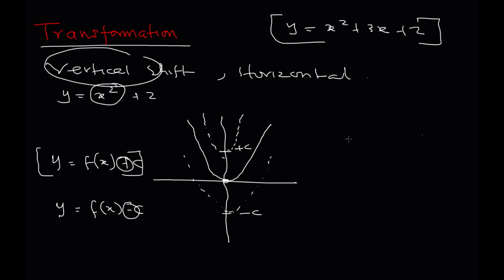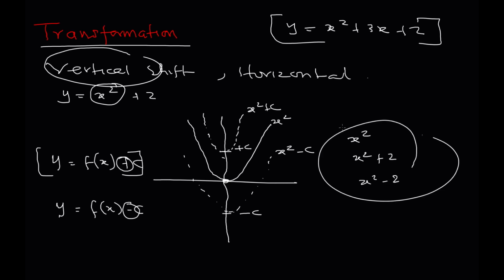So you can have x squared, it'll be this one. Then this will move it plus c units up or down. So plus c units will take it up. This is going to be x squared plus c. Then this is going to be x squared minus c. Okay, so these are like this. Maybe x squared plus 2, maybe x squared minus 2, right? So these are the movements that this will make.